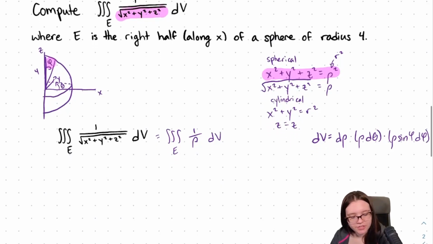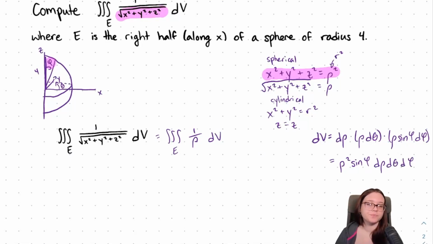So let's go ahead and plug that in for dV. We may want to arrange it so that we have all of our differentials at the end. So we just get rho squared sine phi, d rho, d theta, d phi. We're just going to plug that in.